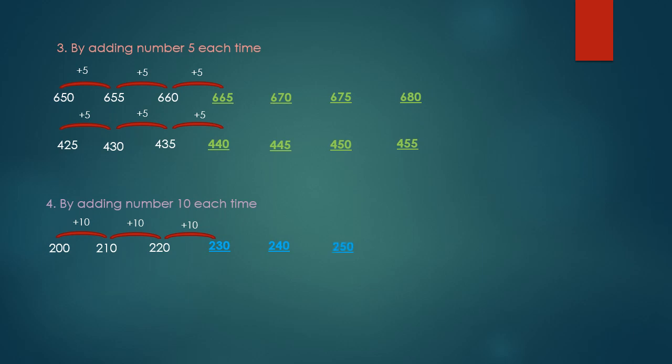Next example is, what do you do to 503 to get 513? We will add 10 to 503 to get 513. Means 513 plus 10 is equal to 523. 523 plus 10 is equal to 533. 533 plus 10 is equal to 543. And so on, we will get 543, 553, 563 and so on.